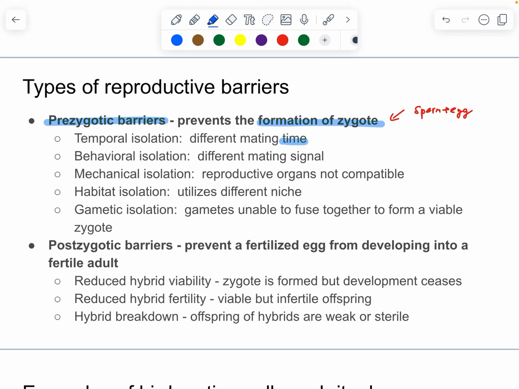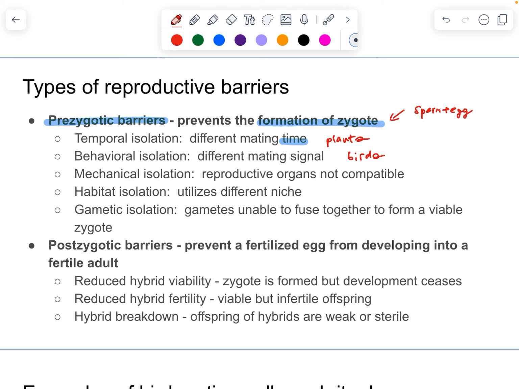Behavioral isolation is when individuals have different mating signals, which can include things like mating rituals, mating dances, mating calls, and individuals with different mating signals are not attracted to one another. So that's behavioral isolation. The most common type of behavioral isolation occurs in birds. Then mechanical isolation is when the reproductive organs are not compatible.